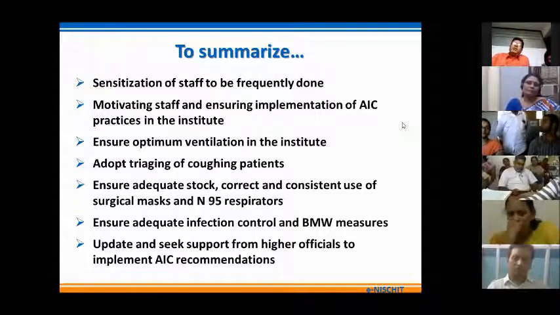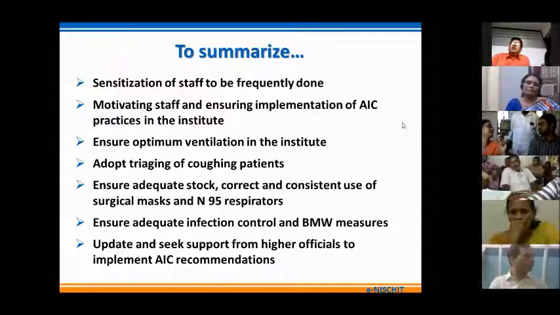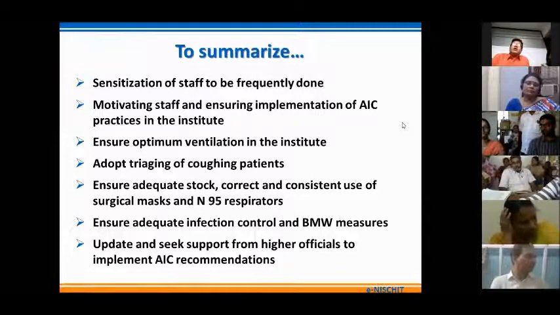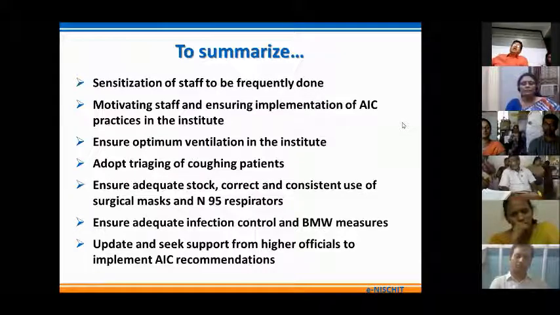And all that happened because the sensitization has to be really powerful. For every action, why are you supposed to do that? What is the philosophy behind that? If you are able to convey that properly, then it is likely to get implemented. And someone has to be a champion within the institution to drive the AIC activities. Usually we have found that the nurses who are working there are very passionate about the AIC activities because the implementation of AIC activity falls on them. So they really take a proactive role.